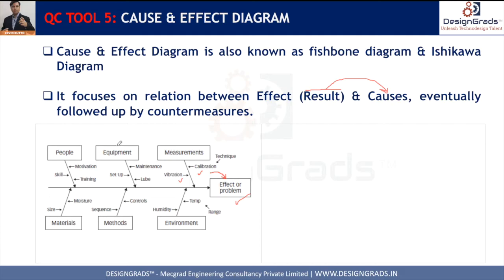Now obviously all the root causes are not going to contribute equally to this problem, right? So we have to do further studies in order to understand which are the critical root causes which are contributing to this problem, and we have to work only on those, not on all, because here also the Pareto principle applies, that only 20% of the root causes might be responsible for this problem.